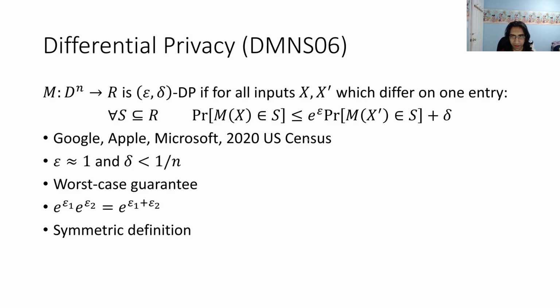You might be thinking, okay, this is an asymmetric definition, but it's actually symmetric because if you switch the roles of x and x prime, then in fact this will be the same thing. You'll have the guarantee in both directions.